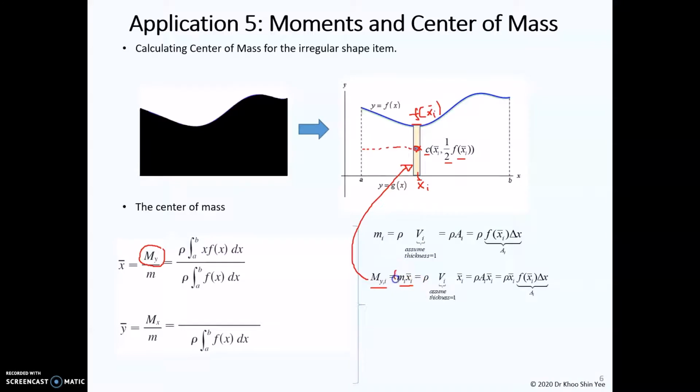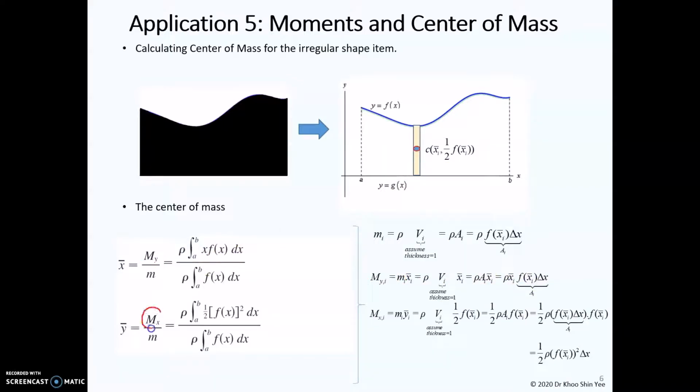So previously we learned that the mass can be equal to rho v, where the volume, after you assume the thickness equal to 1 due to the 2D case, then you can have the area. So the area can be further reduced to the height multiplied with the width. So this is the moment about y-axis for this i element only. To know the total moment about y-axis from a to b, you need to perform the integration. So the moment about y-axis is equal to the integration of rho x f(x) dx, which is this.